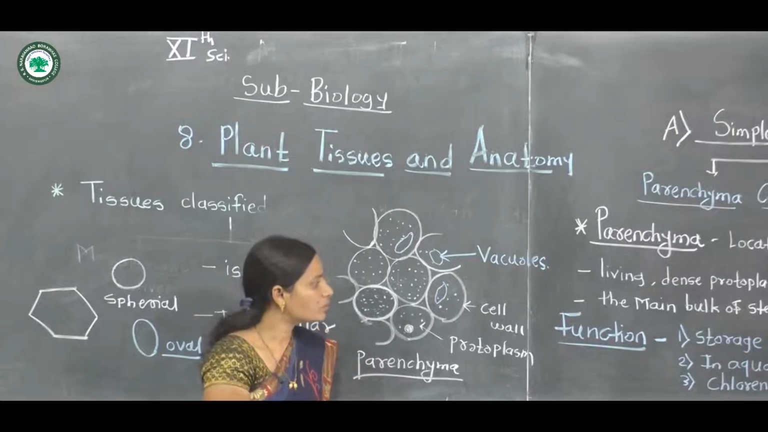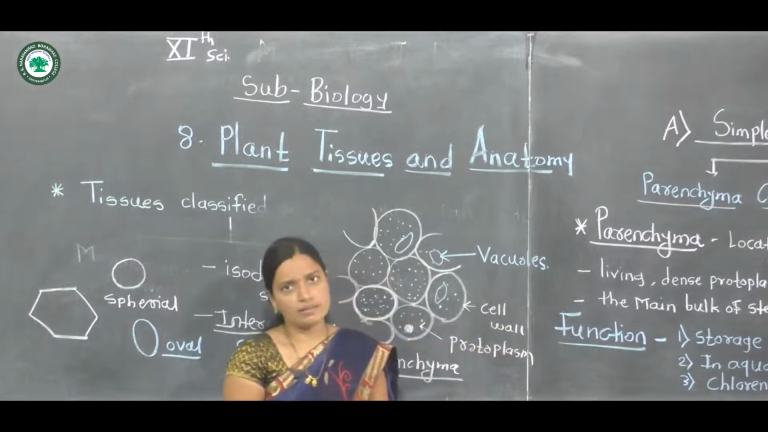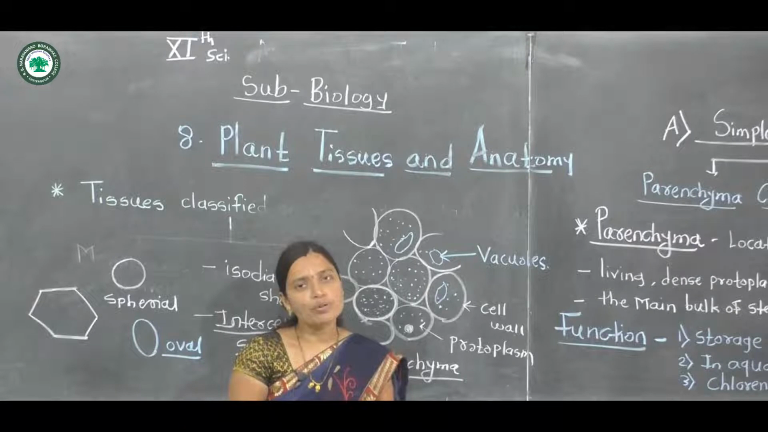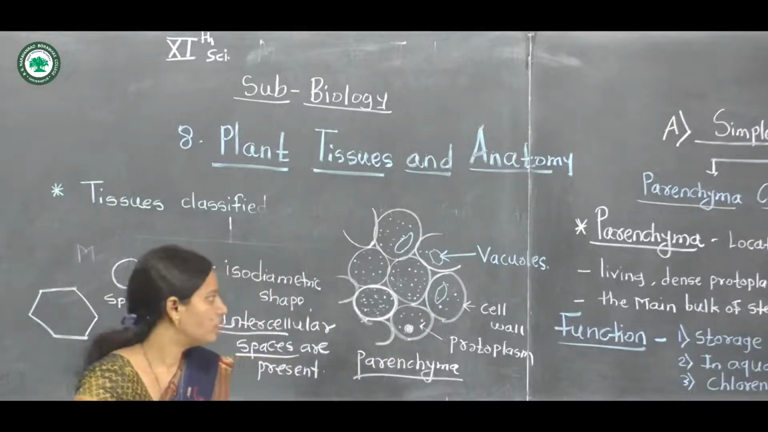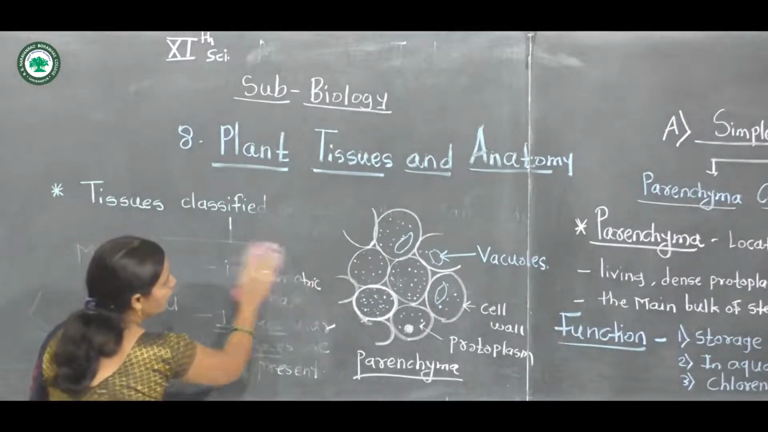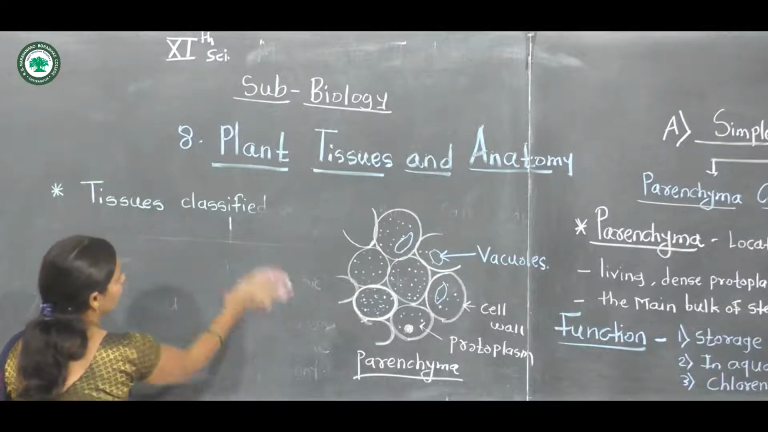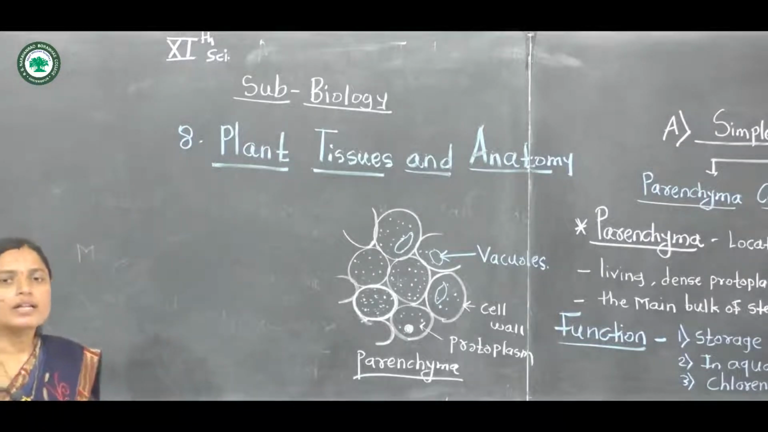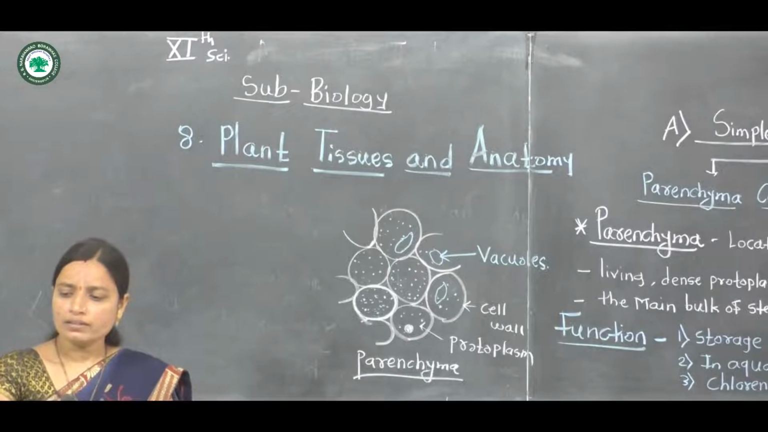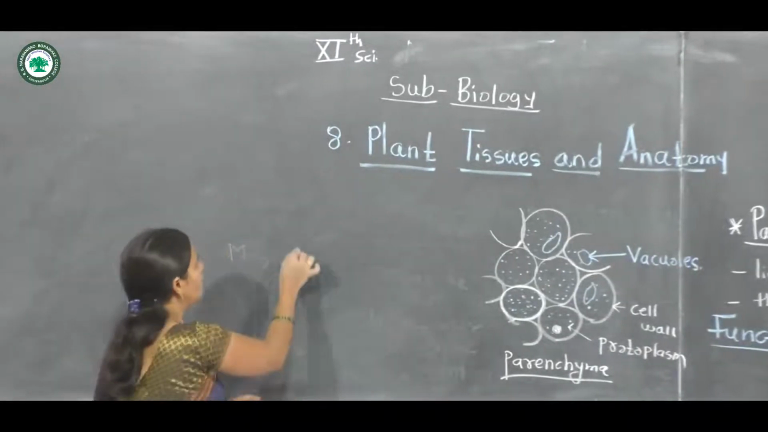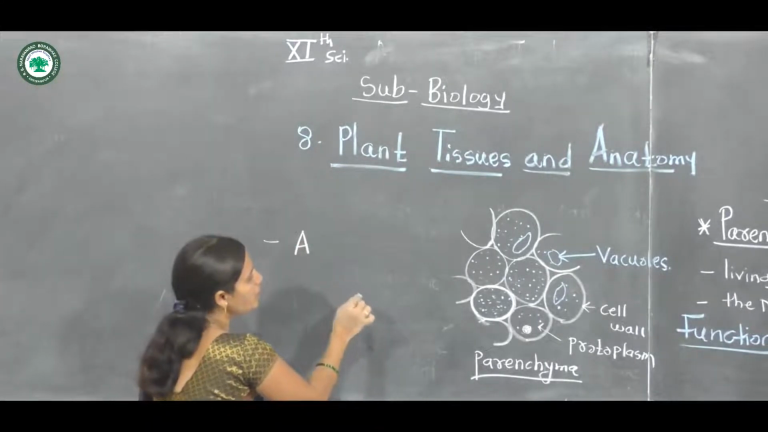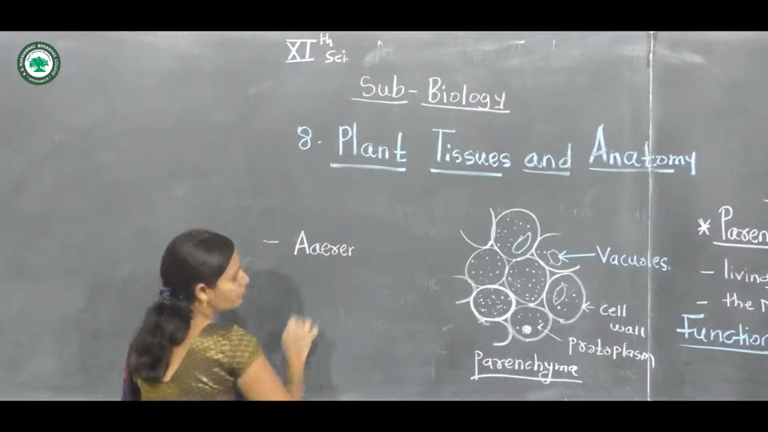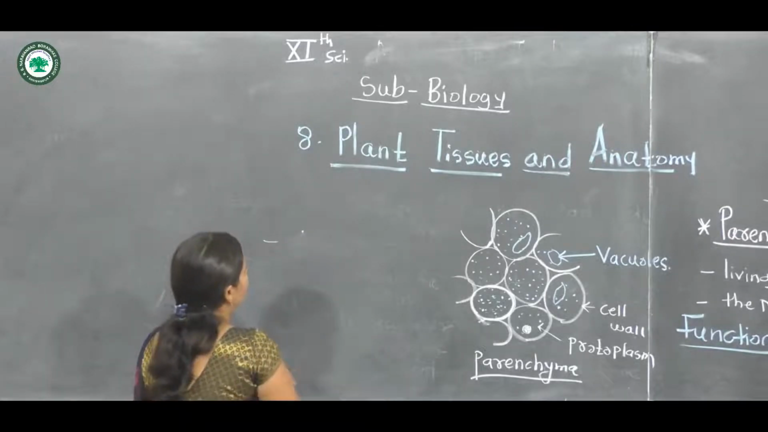The next important function of parenchyma is in aquatic plants, in hydrophytic plants. In aquatic or hydrophytic plants, meaning the plant is growing in water, this parenchyma is present, and it can form the air cavities. In hydrophytic plants, this parenchyma is called aerenchyma.